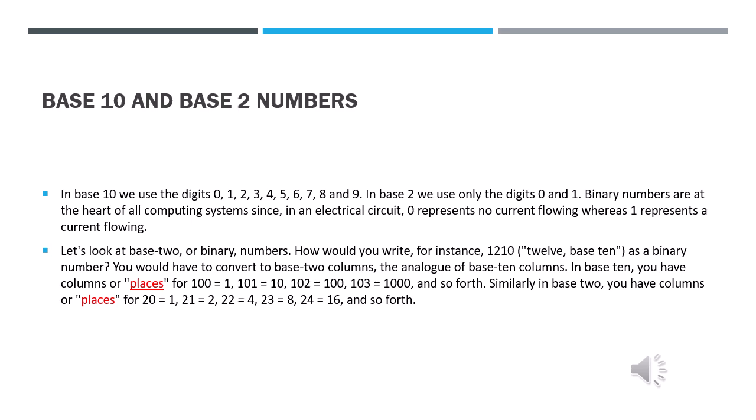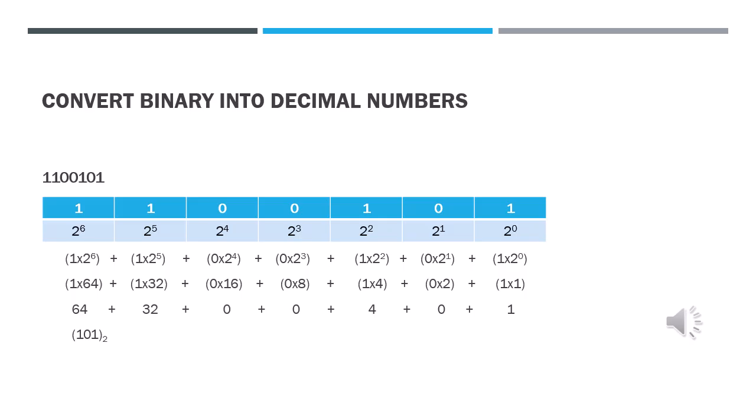Okay? Here is an example of how we convert a binary number into a decimal number. Let's take the example of this number, 11000101. This is a binary number. It is clear because it consists of only two digits.